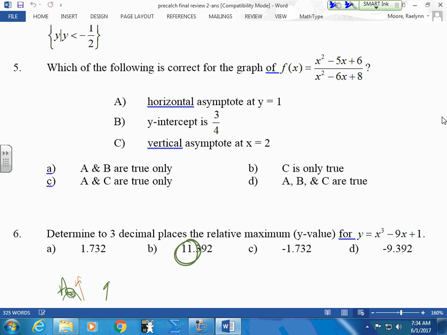Okay, so you're gonna factor and you're gonna reduce this. Your vertical asymptote, you have to factor this first. So what are factors in the numerator?